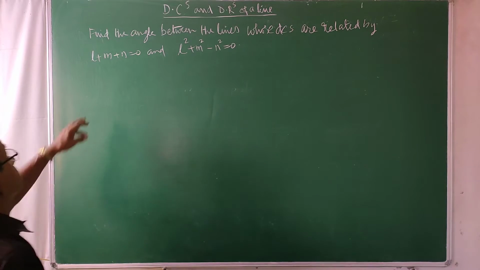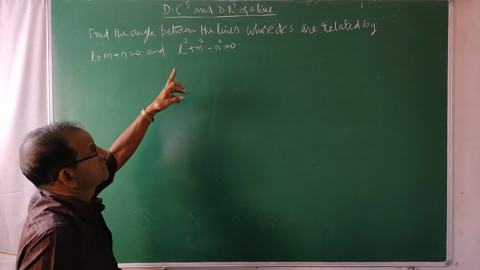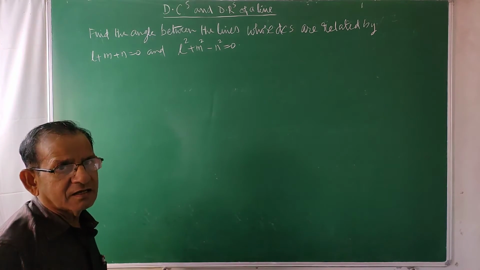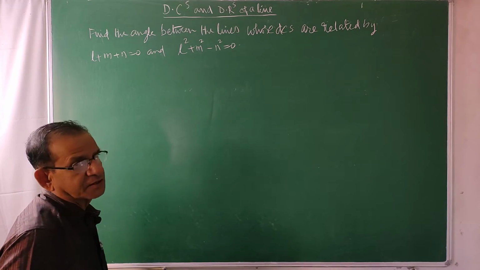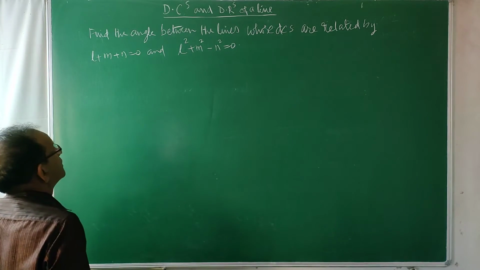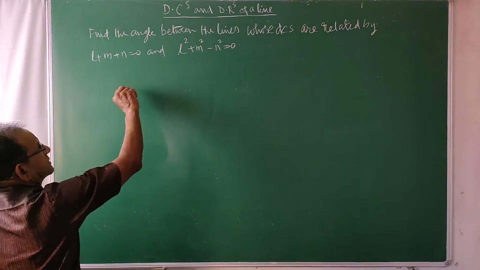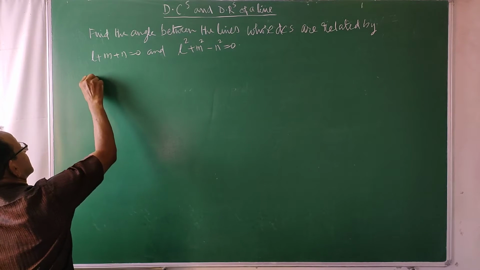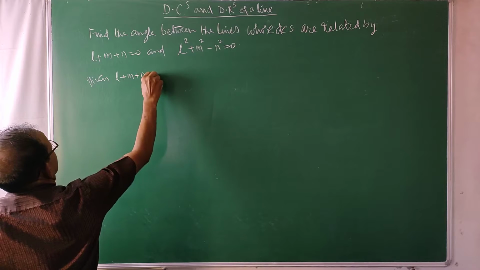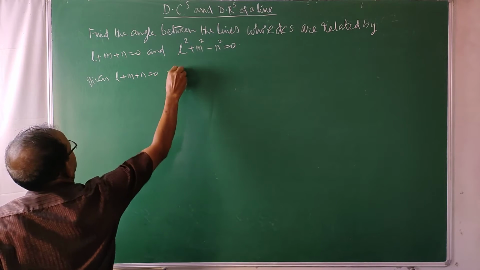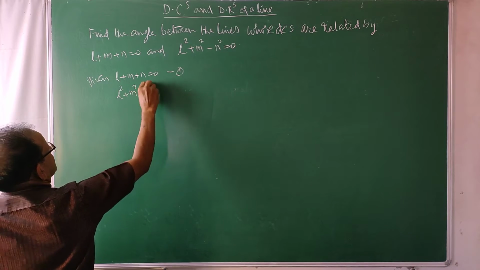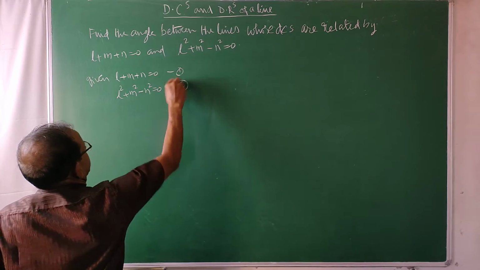Now let us see this one. Find the angle between the lines whose DCs are related by l plus m plus n is equal to 0 and l square plus m square minus n square is equal to 0. Now, first of all, let us take the given things. Given l plus m plus n is equal to 0, this is equation 1, and another one is l square plus m square minus n square is equal to 0. Take it as the second equation.